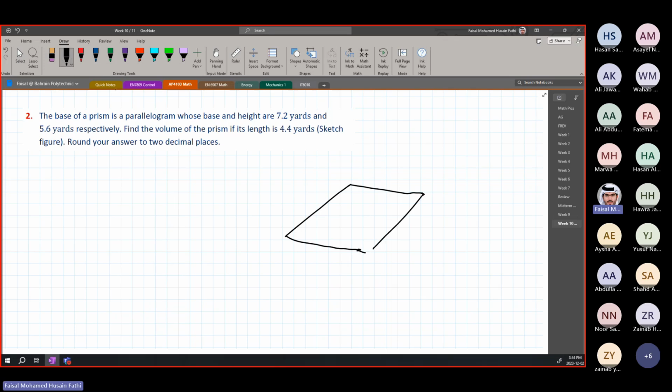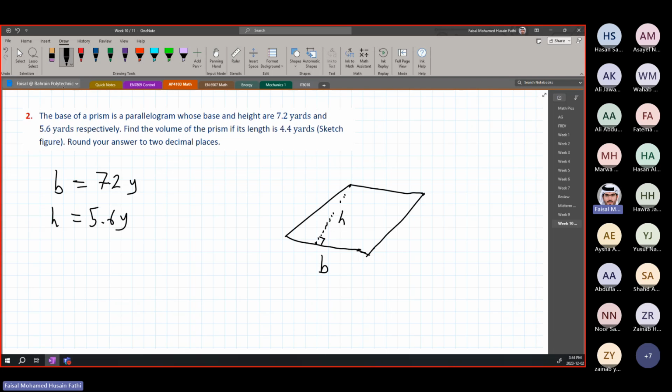The base is a parallelogram whose base and height are 7.2 yards and 5.6 yards respectively. Let's call this the base, and let's call this the height. So the base B is equal to 7.2 yards, and the height H is equal to 5.6 yards.